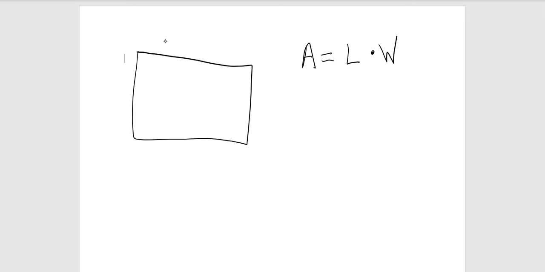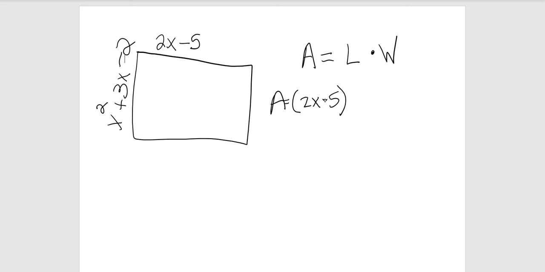For example, if I have a binomial 2x minus 5 to represent the length, and then I have a trinomial x squared plus 3x minus 2 to represent the other dimension of my rectangle. To find the area, I would have to multiply 2x minus 5, all of that answer, by x squared plus 3x minus 2. So this is an example of multiplying a binomial times a trinomial.